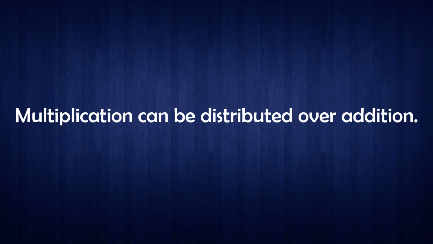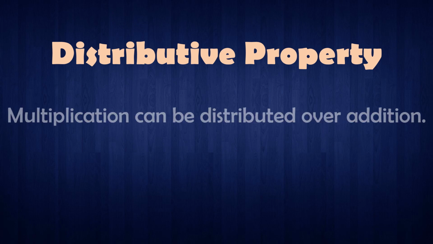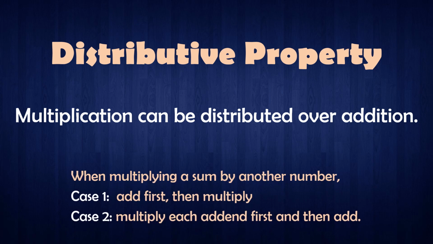For the last property, let's have now the distributive property of multiplication. It states that multiplication can be distributed over addition. Let's have two cases when multiplying a sum by another number. Number 1, you add first, then multiply. And number 2, multiply each addend first and then add.